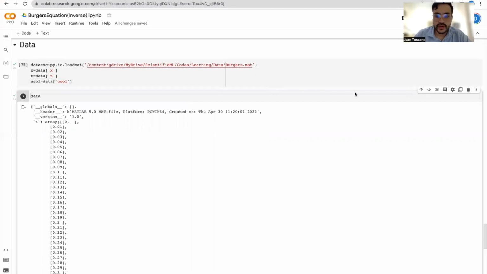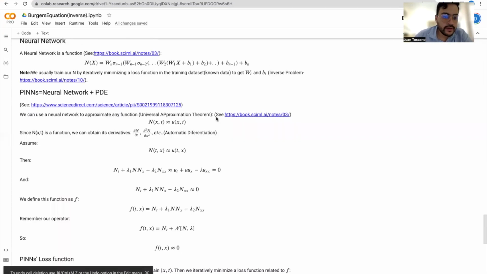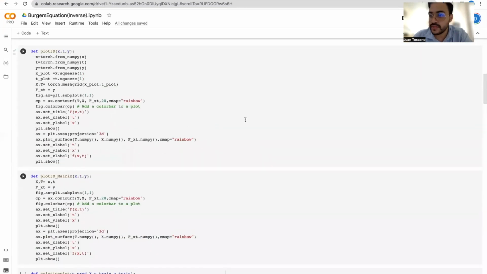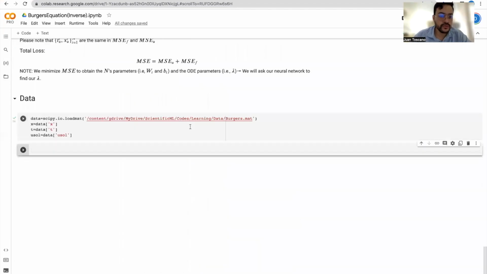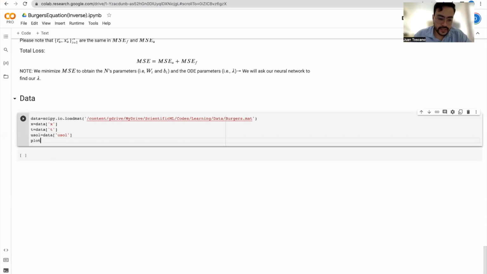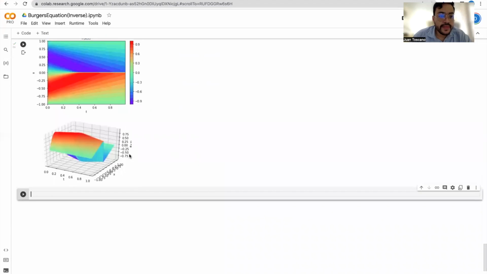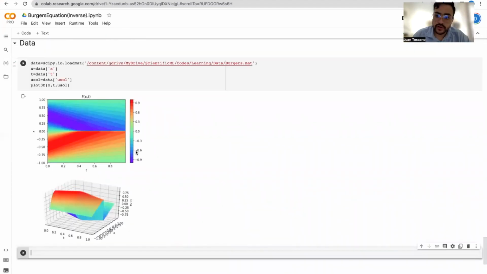So yeah, we're good. Now I've included some auxiliary functions to help us with the plots along this tutorial. Please feel free to pause the video, or if you want, you can download this code from my GitHub. So we would go with plot 3D and X, T, and U. Yeah, that would be the solution of our partial differential equation.